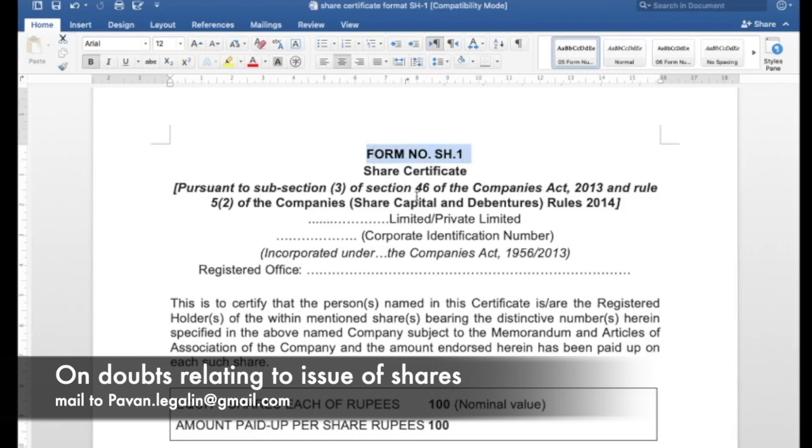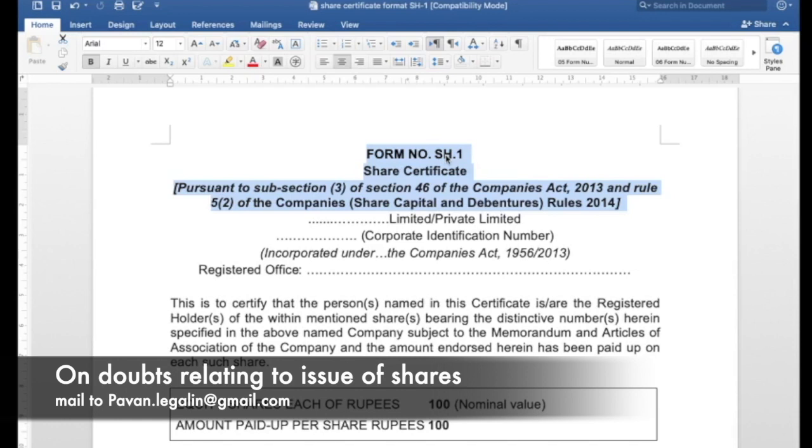This is specifically said in section 46 subsection 3 of the Companies Act, read with Rule 5 Subrule 2 of the Companies Share Capital and Debenture Rules 2014. So to start with, these first four lines will be common for all share certificates, which is the heading SH1. SH1 is basically the format in which the share certificates have to be issued. So for the SH1 share certificate and the particular provisions related to it, the first four lines will remain the same, followed by your company full name.